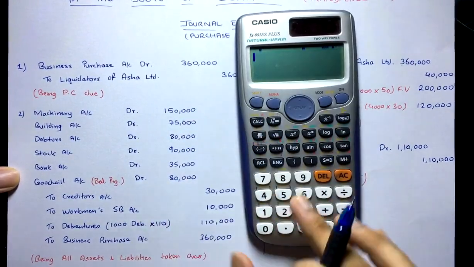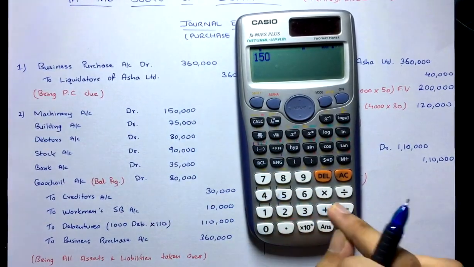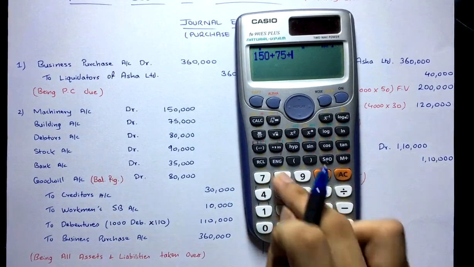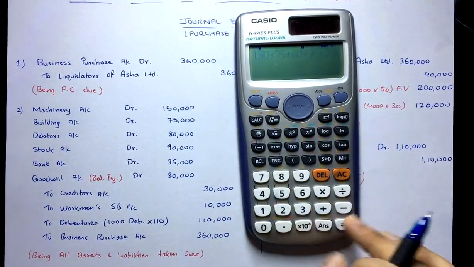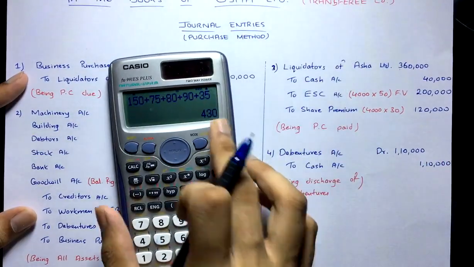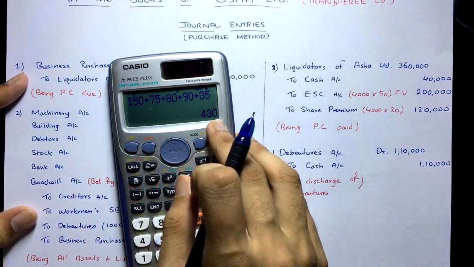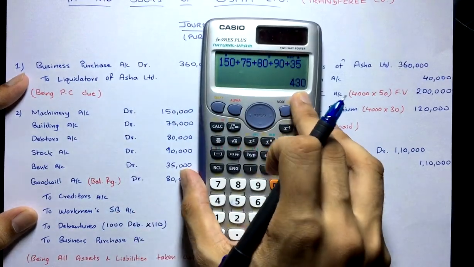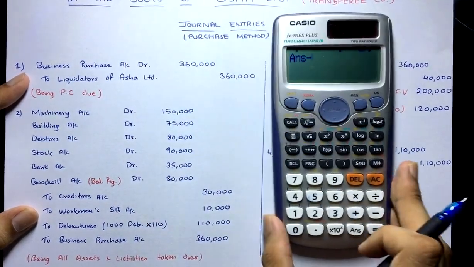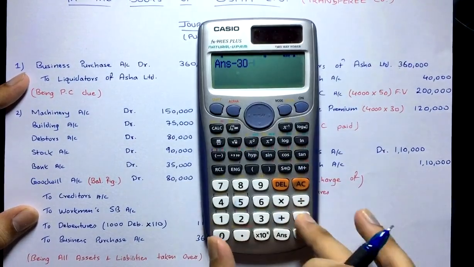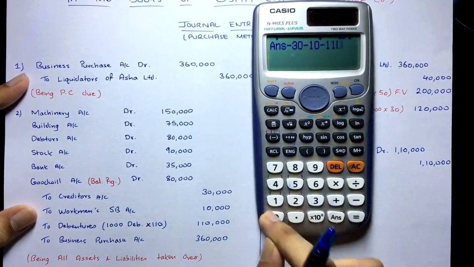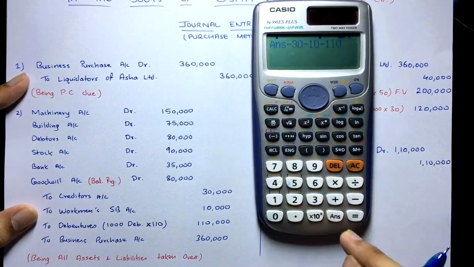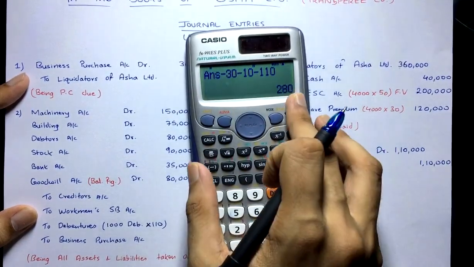See here, what are the assets? 150 plus 75 plus 80 plus 90 plus 35. Yeah, so these are the assets you have taken over. I have not taken goodwill. Okay, so 430. Yeah, 430 of assets you have taken, minus the liabilities 30, minus workman saving bank 10, minus debentures 1,10,000. Yeah, 110. So 2,80,000 is your what?